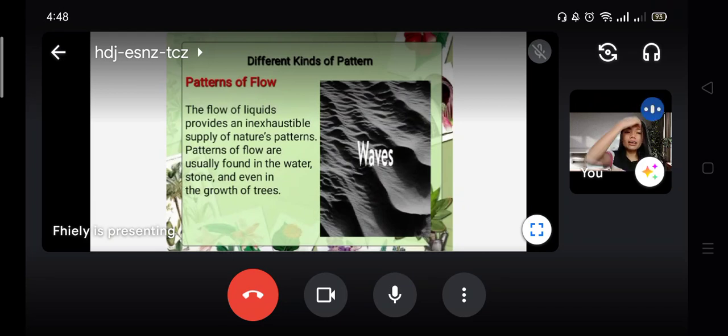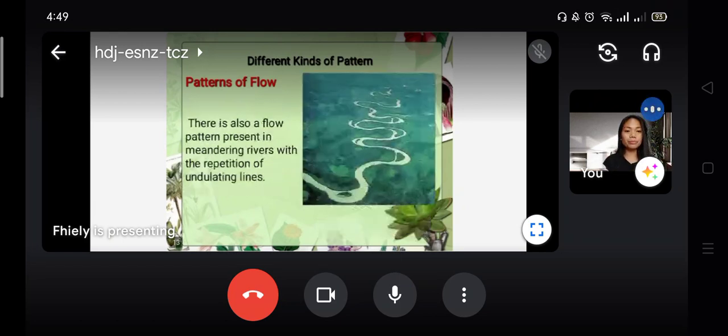The flow of liquids provides an inexhaustible supply of nature's pattern. What you can see is a wave, from the word flow. Patterns of flow are usually found in water, wind, stone, and even in the growth of trees. So they are patterns.